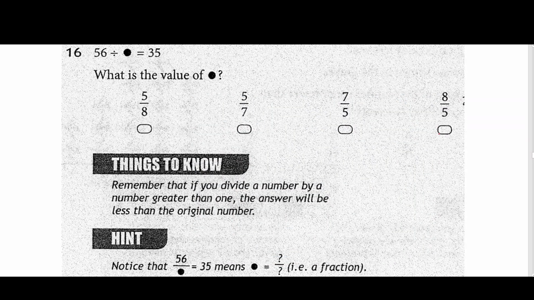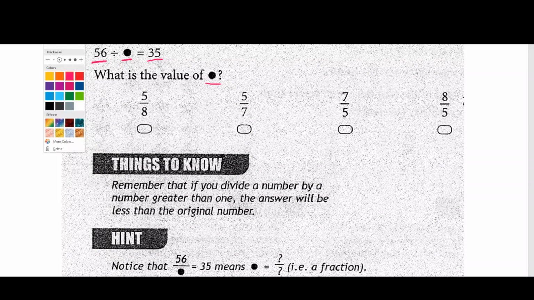Question 16. With this question, we're trying to figure out what 56 divided by something equals. So here we've got 56 divided by something we don't know. We're going to call it dot, and it equals 35. So what is the value of the dot? And we're given 4 different options.